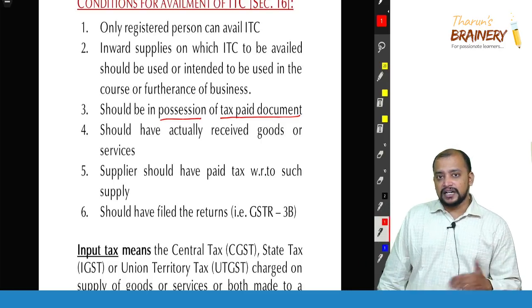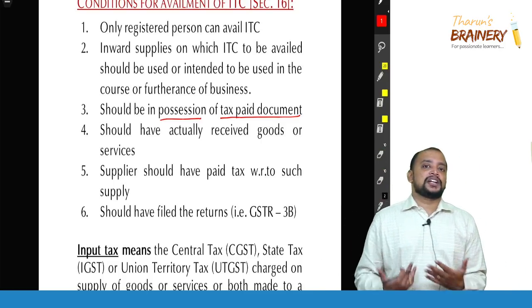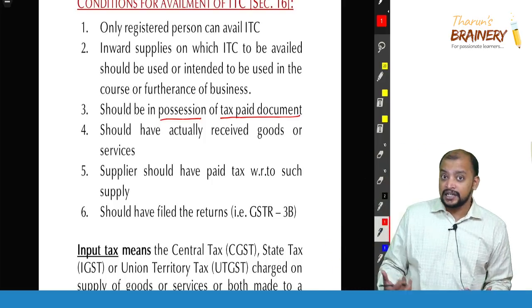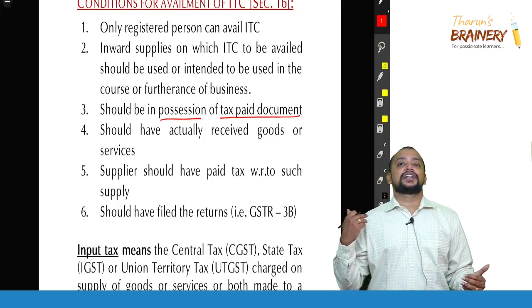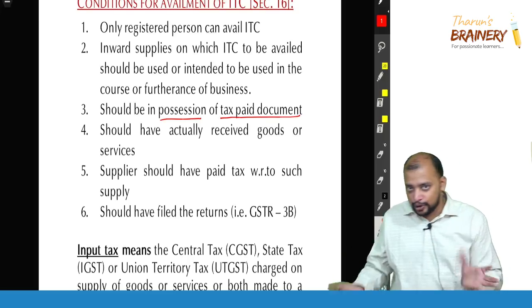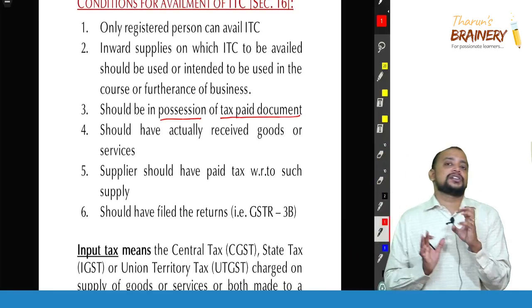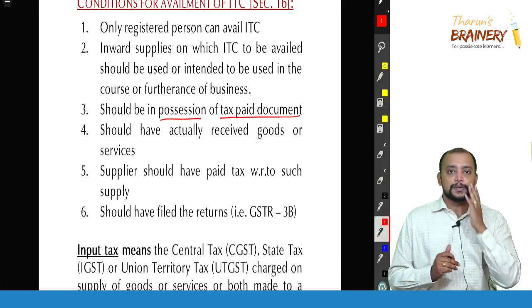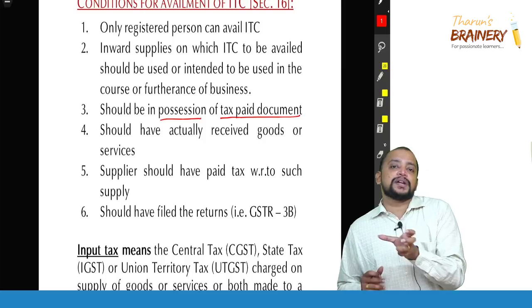Should have filed the returns. Because the credit cannot be taken without filing returns, we need to file a GSTR 3B, only then we can take the credit. Directly we cannot go into the electronic credit ledger and pass the entries. That is impossible. Okay. These are the 6 conditions that should be satisfied for the purpose of availment of ITC, which is given in Section 16 subsection 2. So I am just quickly repeating these 6 conditions.